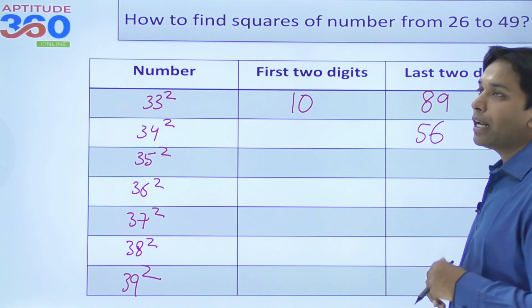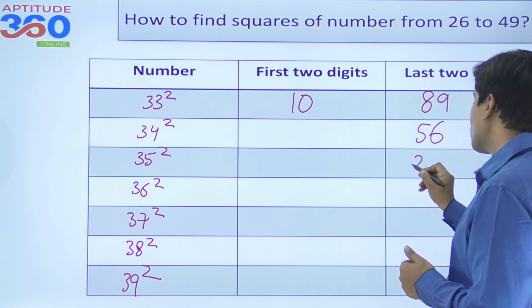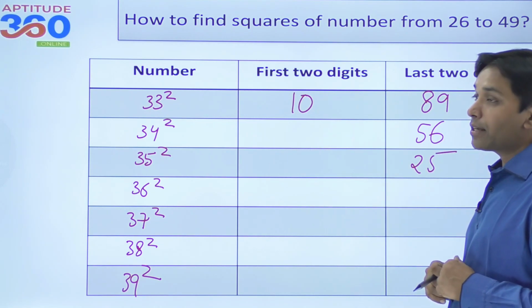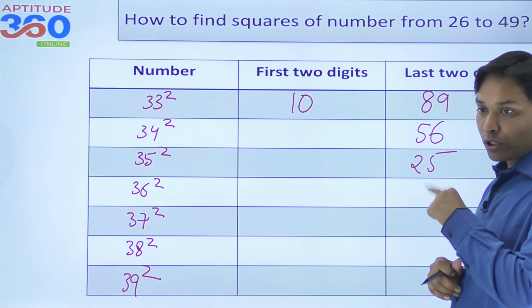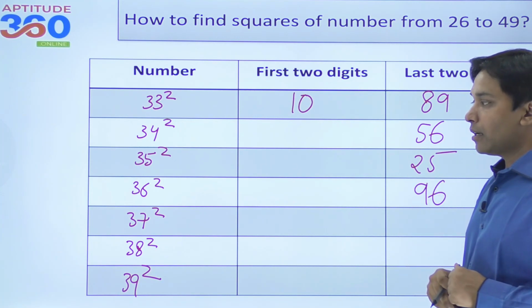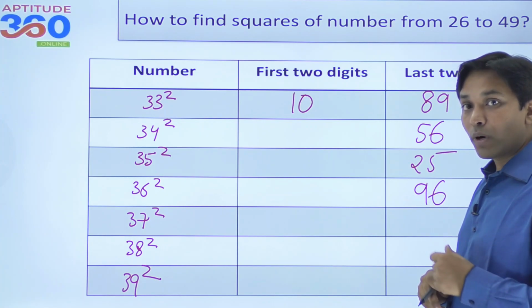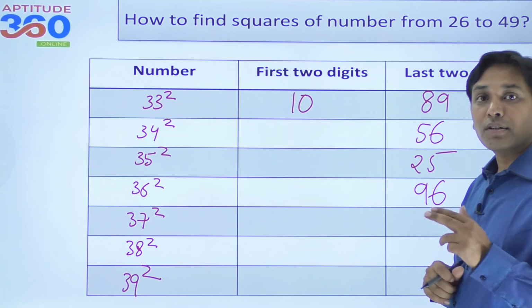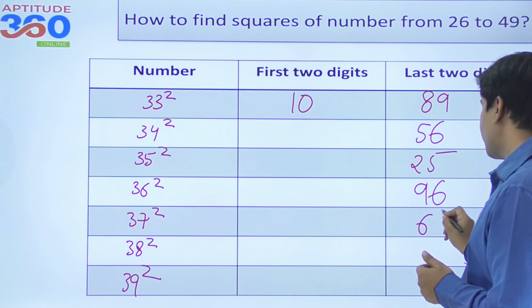35 square, I'll write 15 square, which is 25. If I will have to write 36, 36 square is 14 less than 50. So this is going to be 96, right? Because 14 square is 196. So that is going to be 96. If you need to find out 37 square, 13 less, so this is going to be 69.